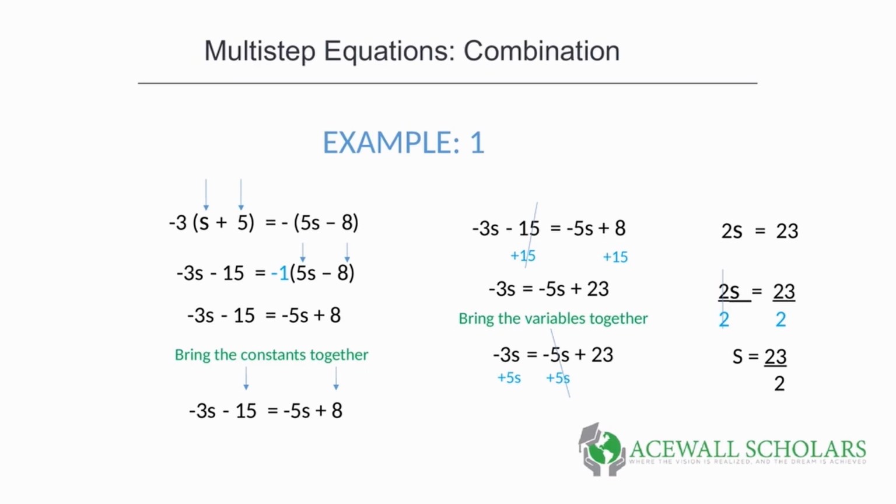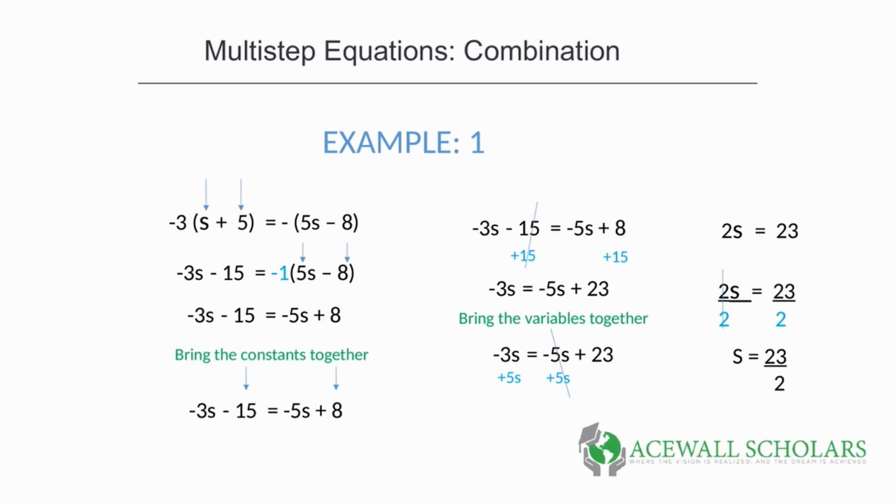First, I want to distribute that negative 3 into the parentheses that's on the left side. So that's going to give me negative 3s minus 15 because negative 3 times s is negative 3s, and negative 3 times a positive 5 would give us a negative 15. Now, on our right side, we still have that negative 1 that's in front of the parentheses. We're going to distribute that in, and that will give us negative 5s plus 8. So the total equation should read negative 3s minus 15 equals negative 5s plus 8.